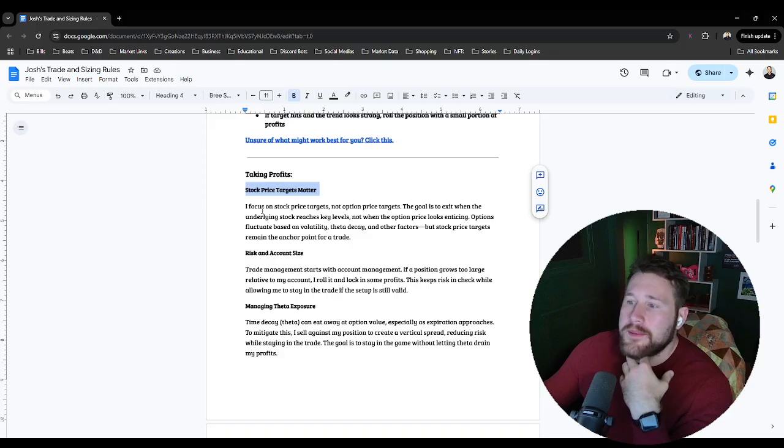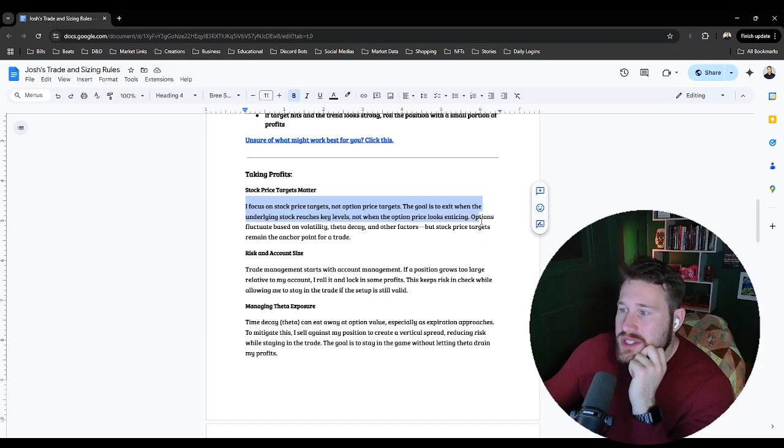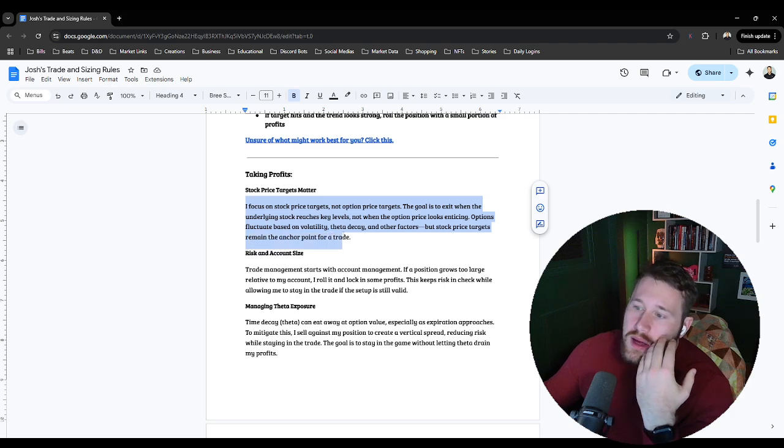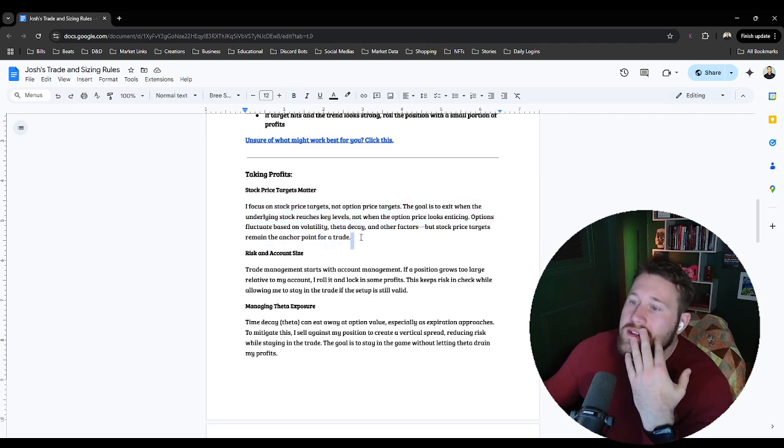Stock price targets matter. I focus on stock price targets, not option price targets. The goal is to exit when the underlying stock reaches key levels, not when the option price looks enticing. Options fluctuate based on volatility, theta decay, and other factors, but stock prices remain the anchor point for a trade. And this is so huge, right?